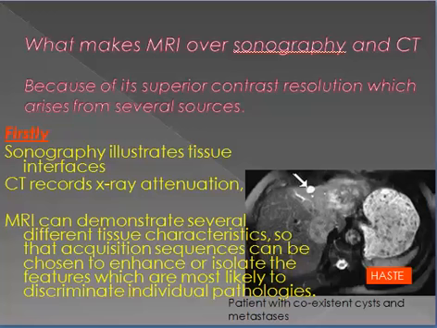MRI stresses tissue interfaces. CT records X-ray attenuation. MRI can demonstrate several different tissue characteristics so that acquisition sequences can be chosen to enhance or isolate the features which are most likely to discriminate individual pathologies. Here the patient has coexistent cyst and metastasis.